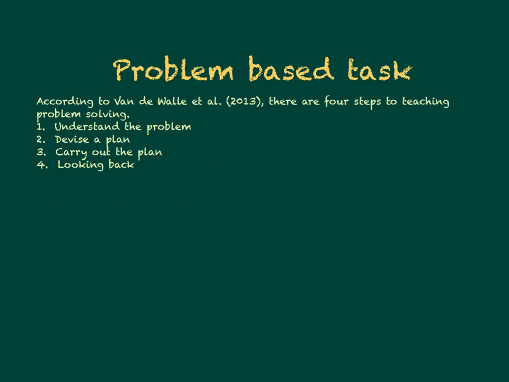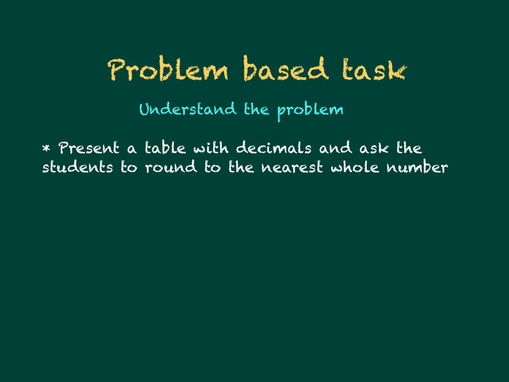According to Van de Walle, there are 4 steps to teaching problem solving. Number 1, understand the problem. Number 2, devise a plan. Number 3, carry out the plan. And number 4, looking back. In order for my students to better understand the problem, I will present a table with decimals and ask the students to round to the nearest whole number.